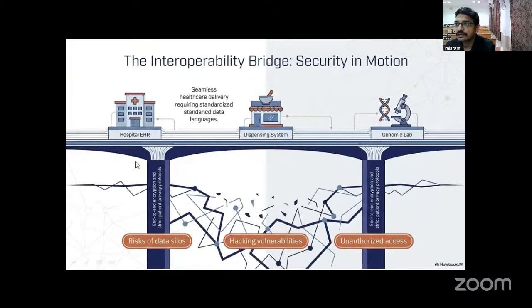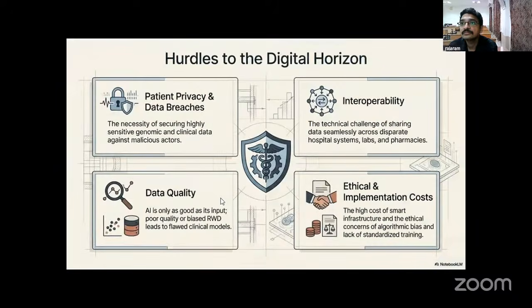So we could see here the interoperability bridge, taking data from the hospitals, the dispensing system, and the genomic lab. So high risk data. What is important in AI is, apart from its power to integrate different data, there is also a problem with hacking vulnerability. So awareness of security systems is also important. So different hurdles in this digital horizon.